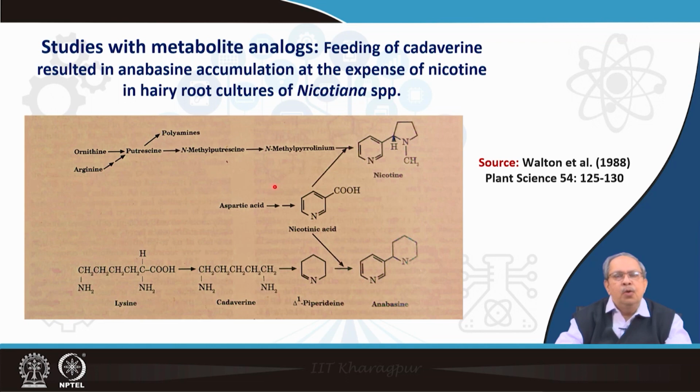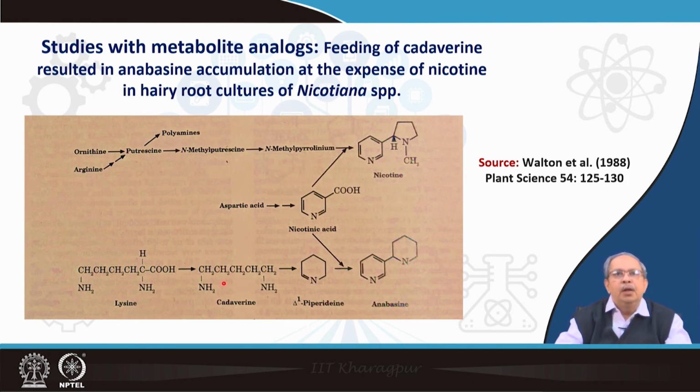Using one species of Nicotiana or several species, scientists explored by feeding cadaverine. Cadaverine is basically a metabolic analog of putrescine. Earlier, scientists fed putrescine in the culture expecting it would make more nicotine, but that did not happen. So this time they planned to use cadaverine.